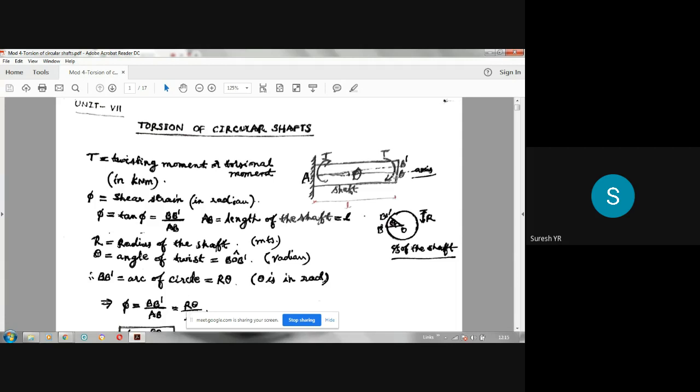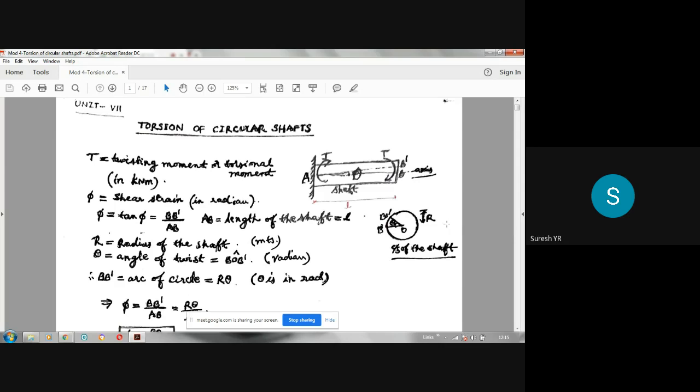Let me take ab as the length of the shaft. L is the length of the shaft. So that means it is bb dash by L. Then R is the radius of the shaft. Then theta is the angle of twist. In cross section, whatever angle is there, that is called the angle of twist. So angle of twist is different from shear strain. This is phi in longitudinal section. This is theta in cross section.